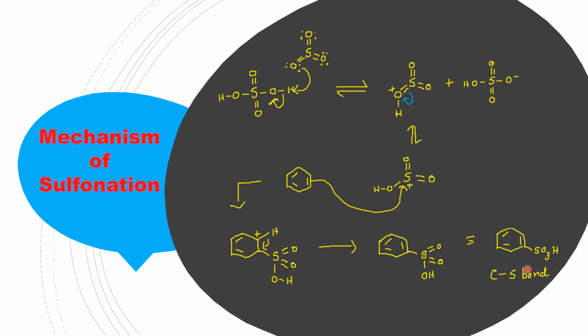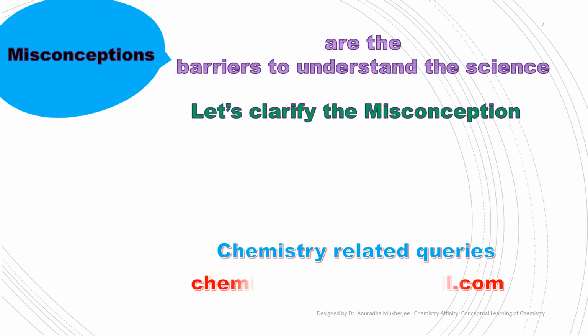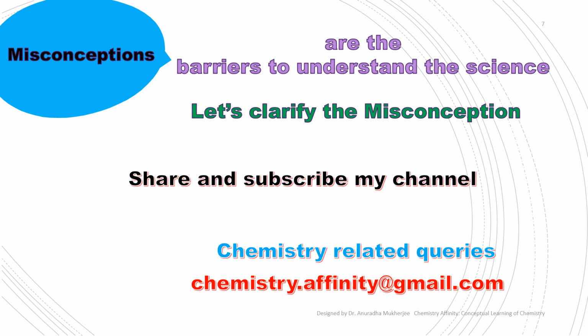So from this reaction mechanism, it is clear that in the sulfonation reaction, the bond forms between carbon and sulfur, not carbon with oxygen or carbon with hydrogen. So remember, misconceptions are barriers to understanding science. So we have to clarify the misconceptions.